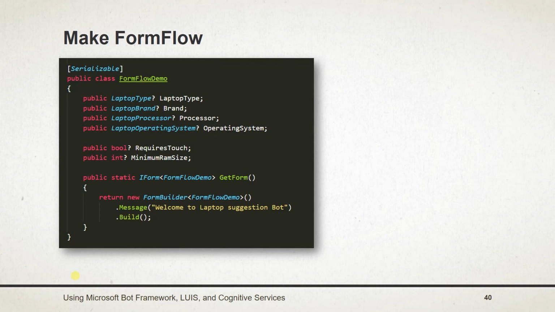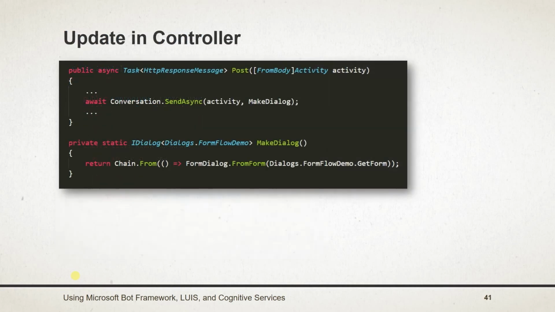After this, we need to create a new method named GetForm of type IForm which will return a FormBuilder of type FormFlowDemo. Use the Build method to create the IForm. In the controller, we need to create a new method in which I have used Chain.From and the FormBuilder.FromForm method and passed the delegate that we had created.